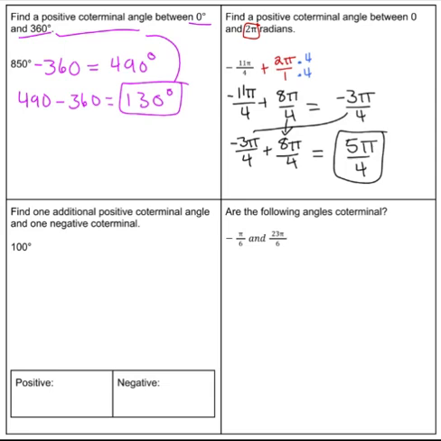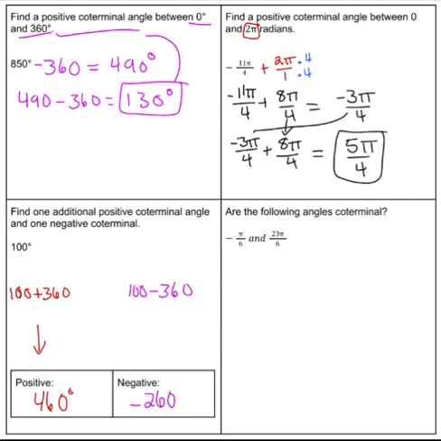Another way the question can be asked is just find an additional coterminal angle that is positive and negative. In order to find a positive coterminal angle, you're going to keep adding 360 to the angle until you get a positive one. So I'm going to do 100 plus 360, which is 460 degrees. That is another angle that is coterminal with 100 and it is positive. If I want to find a negative one, I'm going to take my original 100 and subtract 360, which equals negative 260 degrees.